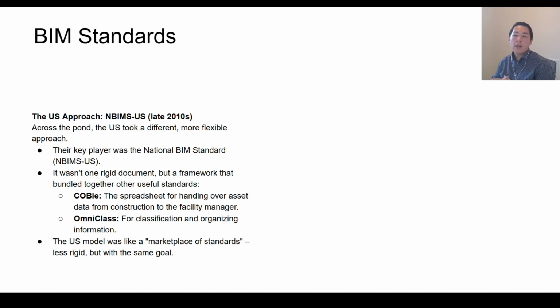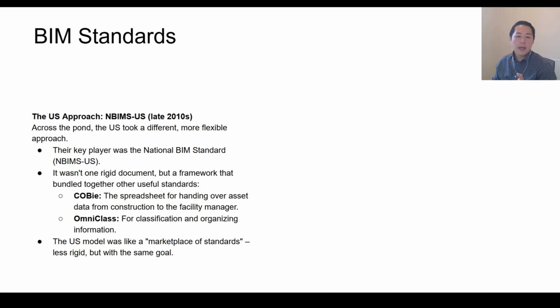And the COBie, for those who are familiar with creating COBie spreadsheets, it's the idea of handing over asset data from construction to the facilities manager. And also, parallel to that is the Omniclass, which is the idea of classifying the building elements into fixed codes, so we can use codes to assign different building elements and capture that inside a BIM model or COBie data or any other forms of BIM documents.